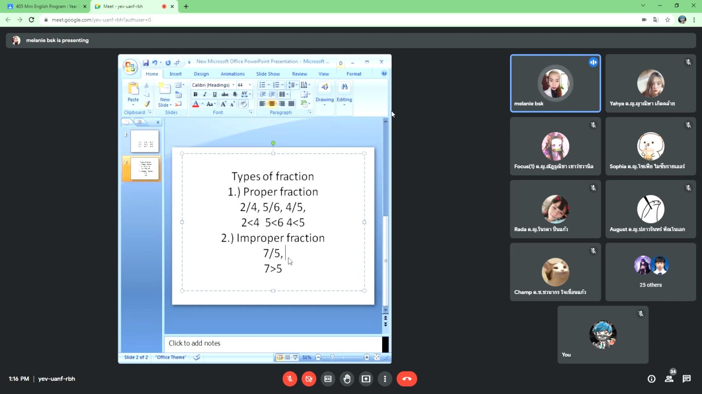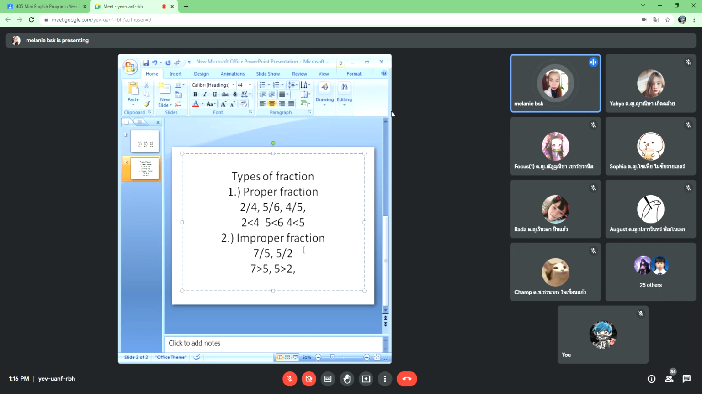What else? Okay, how about 5 over 2? Is this an improper fraction? Yes or no? Yes, because 5 is greater than 2. Exactly. Okay, now we're going to move on. One more.